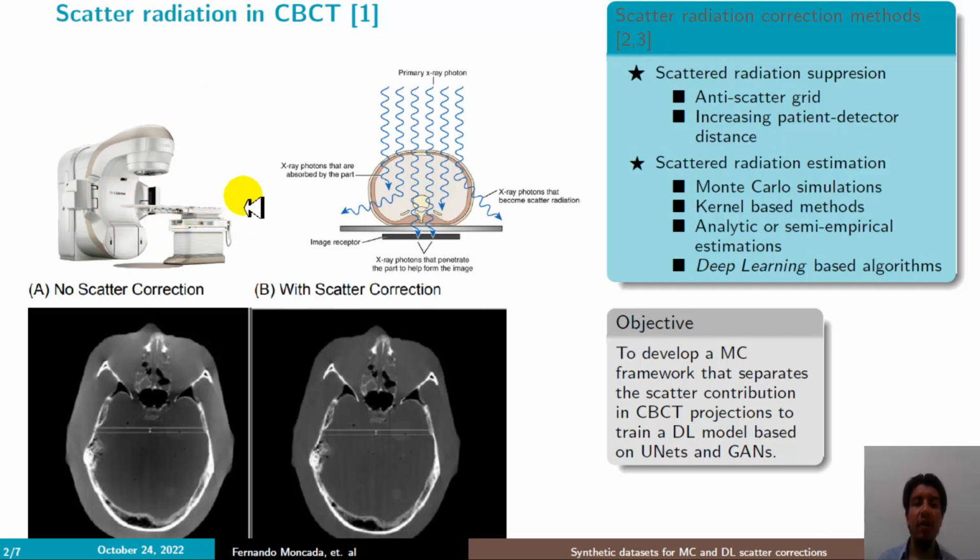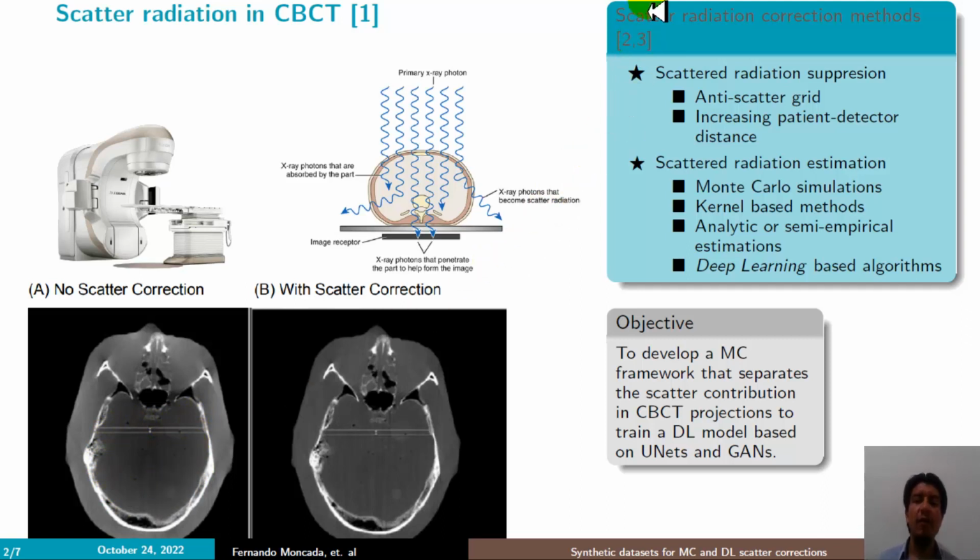The main factor that reduces the quality of CBCT images is scattered radiation, which is caused by photons that interact with matter via Compton effect. In these interactions, photons change direction, but they can still be identified by the image detector array, causing noise in the projections, which is translated into streaking or cupping artifacts in CBCT reconstructed images, as shown in this slide.